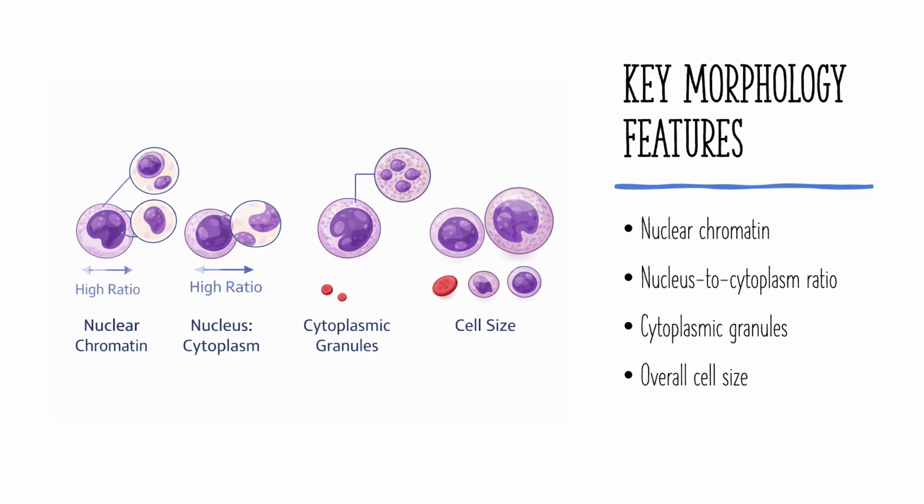Number 3, cytoplasmic granules. Granules represent specialization. Their presence and sometimes color tells you lineage and functional readiness. Number 4, overall cell size. Again, immature equals large. Mature equals smaller and more efficient. If you remember nothing else today, remember this. Hematology morphology is pattern recognition using consistent structural rules. You are training your brain to recognize biologic maturity visually.